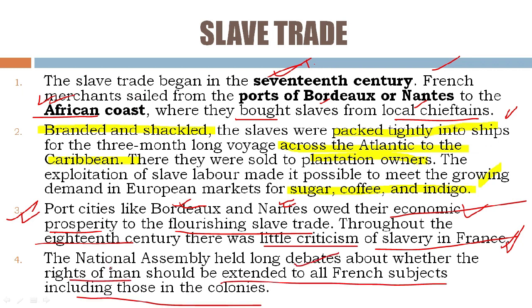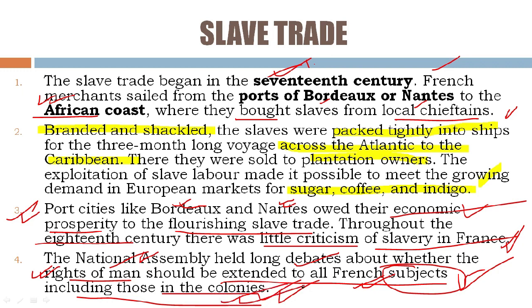Next we see an important development by the National Assembly, which held long debates about whether the rights of man should be extended to all French subjects, including those in the colonies. Here, what do we mean by subjects? Subjects means the people who belong to France. And here the National Assembly held debates on whether the rights should also be extended to the people of France over there in the colonies.